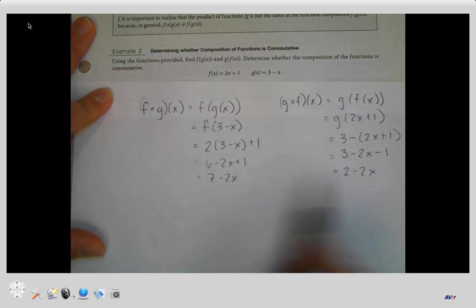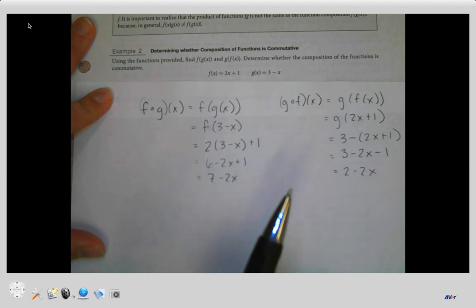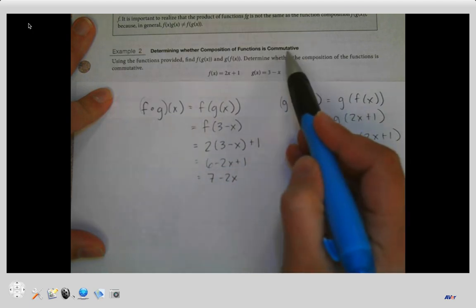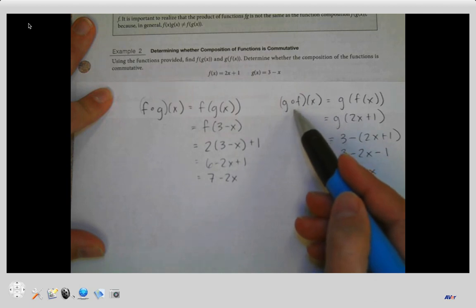Okay, are these equal to each other? They are not. Okay, so the composition of functions is not commutative. The order matters. F of g of x is not the same as g of f of x. Okay, so that's an important thing to remember.